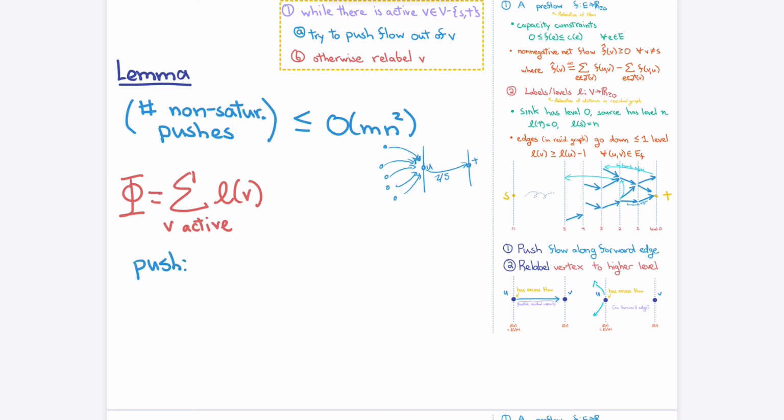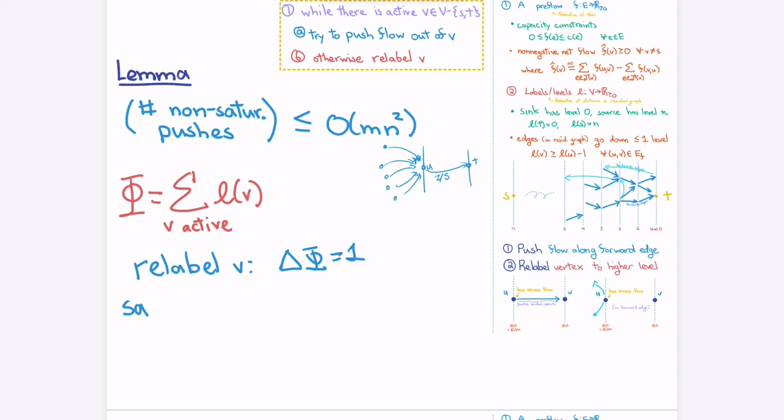Oh, wait, sorry. Let me do relabel first. Suppose I relabel a vertex V. What is our change in potential? Take a vertex, lift it by one label. The change is 1. So now our relabel takes constant amortized time or something, right?